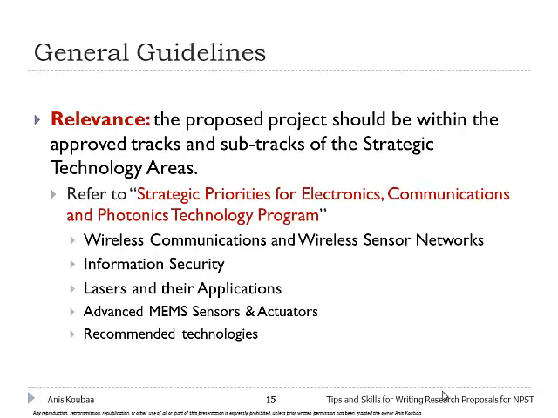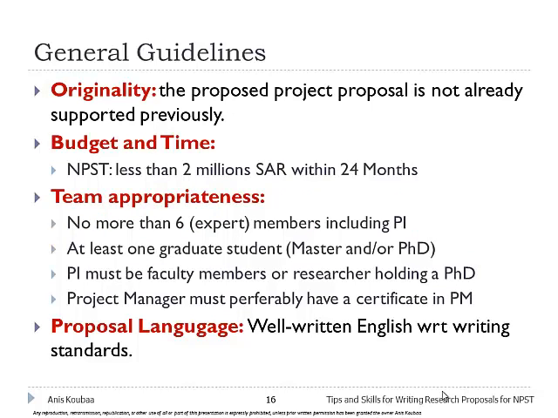This is another example of strategic priorities, related to wireless, electronics communication and photonics technology programs. So you have wireless communication and sensor networks, information security, lasers and their applications, and related technologies. So it's really important to check the relevance of your project with respect to available tracks and subtracks. The originality of the proposal: it should not be submitted elsewhere. The proposed project is not already supported previously or submitted to another funding program.